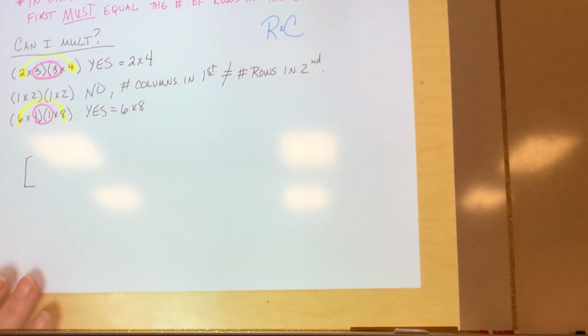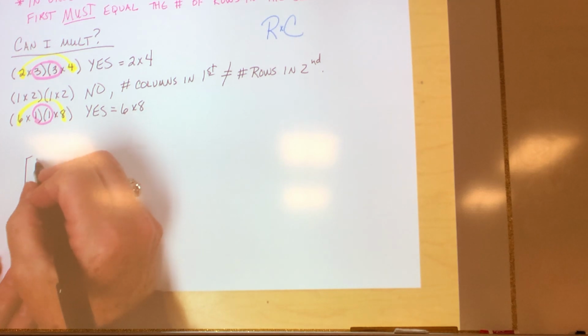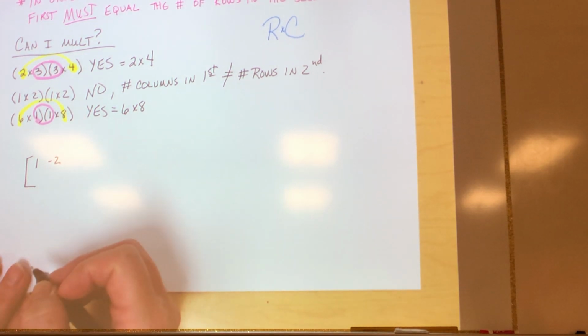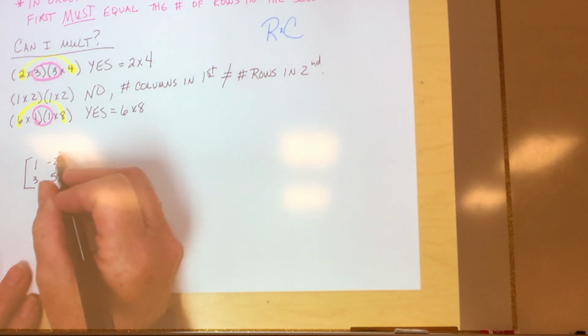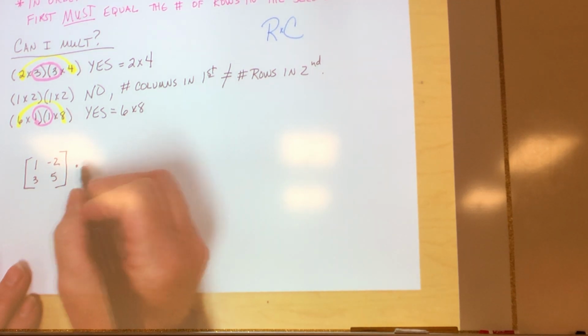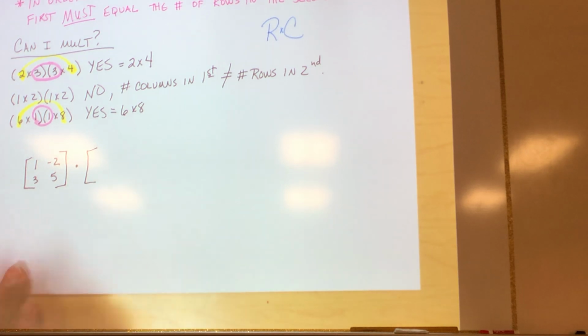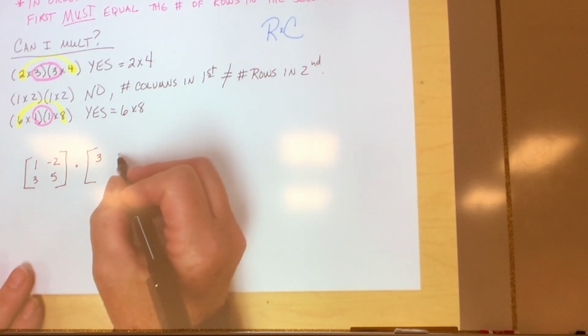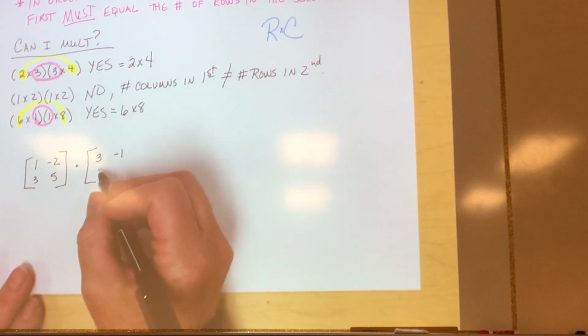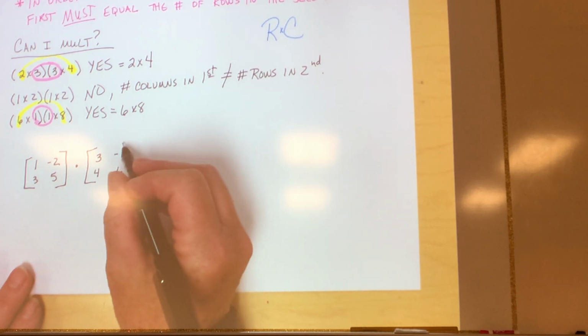We're going to multiply. My first matrix is 1, -2 for the first row, and the second row is 3, 5, times my second matrix. My first row is 3, -1, and my second row is 4, 6.